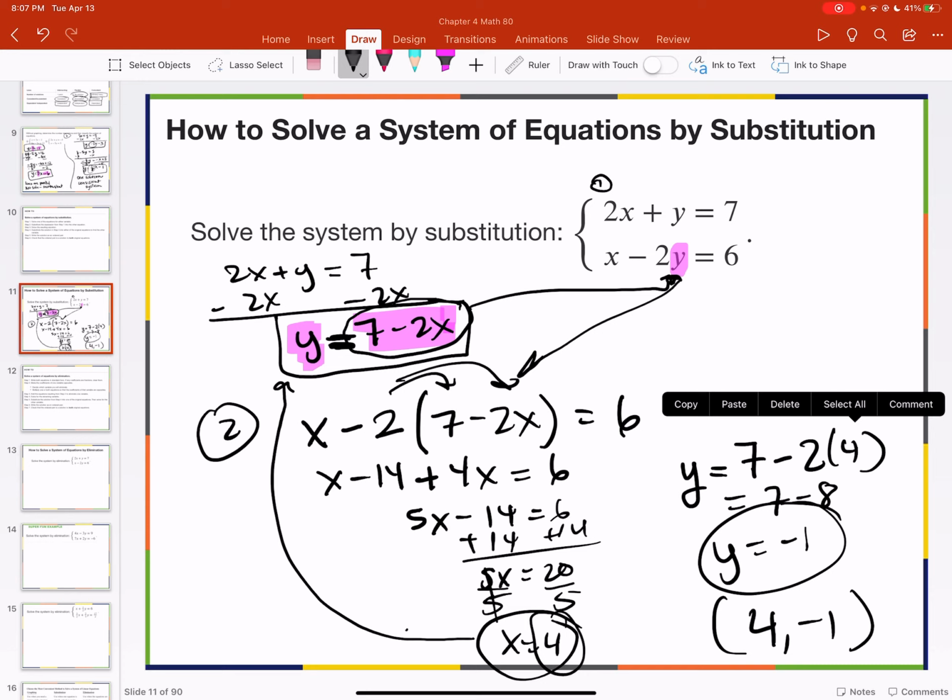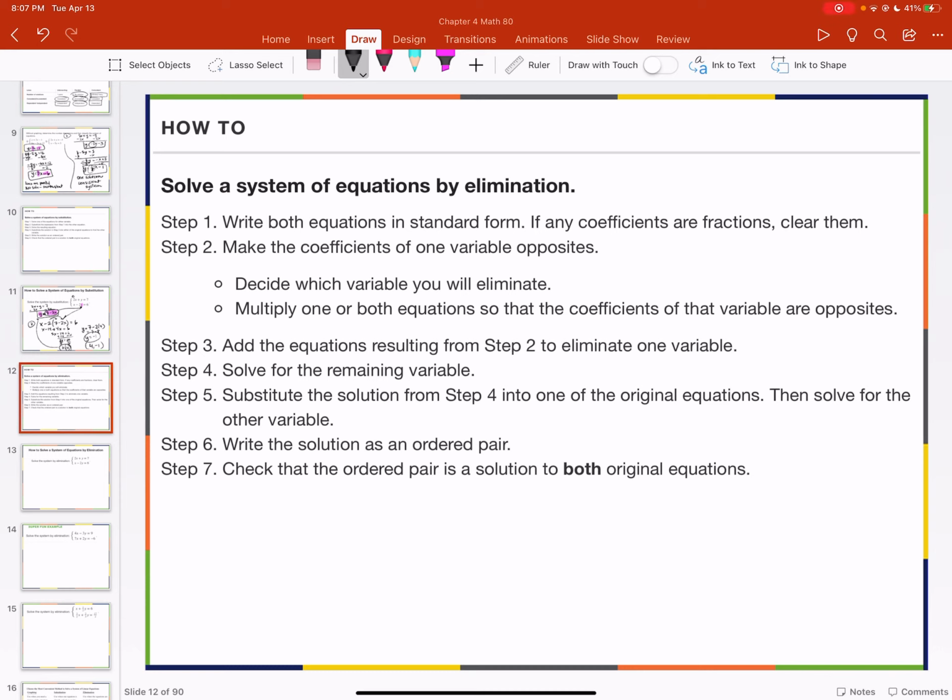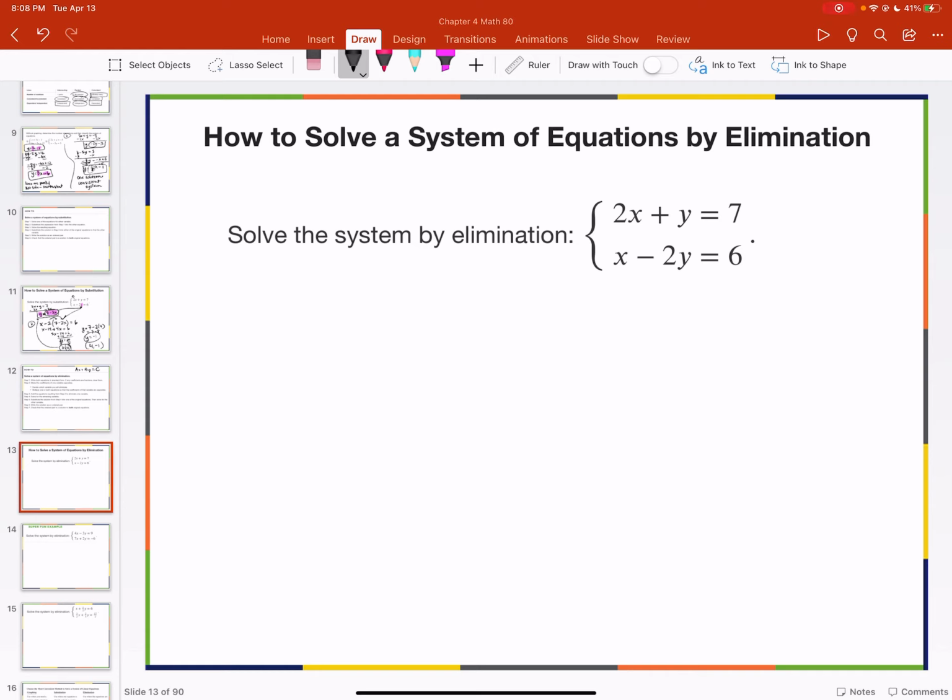The next thing we need to go over is elimination. For elimination, you write both equations in standard form. Remember what standard form is? Ax plus by is equal to some constant. If there are fractions, we clear them. If they are whole numbers, the idea is that we're going to add the equations together, and in doing so, eliminate one of the variables by making them have the same coefficient but opposites. Going back to this problem here, what does that mean? Let me multiply the top equation by 2.